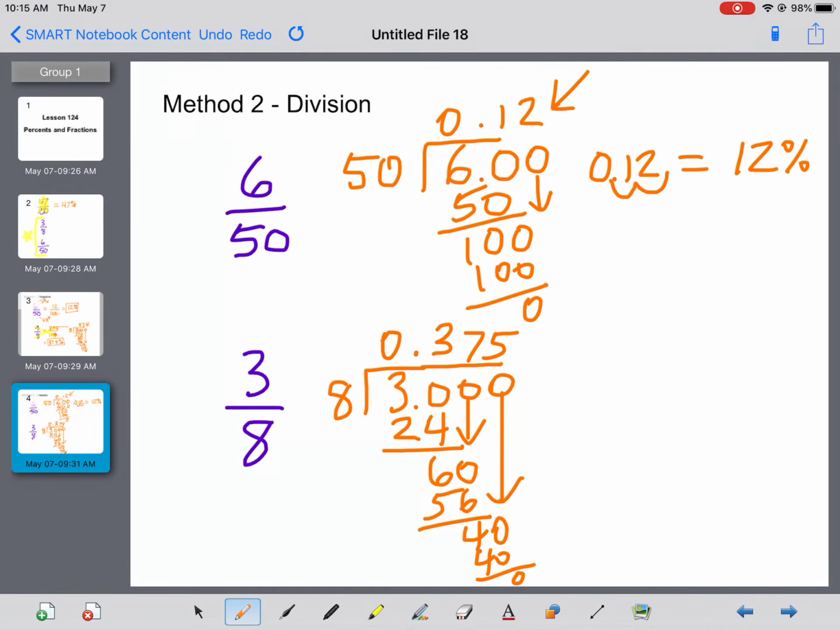So you have 0.375, but you have to remember to convert that decimal into its percent form. So you take your 0.375, you bump your decimal twice, and it ends up being 37.5%. So both methods will get you the same answer. You might choose different methods depending on the question.